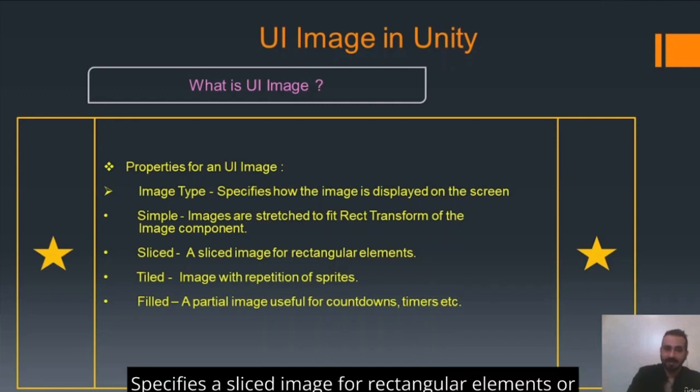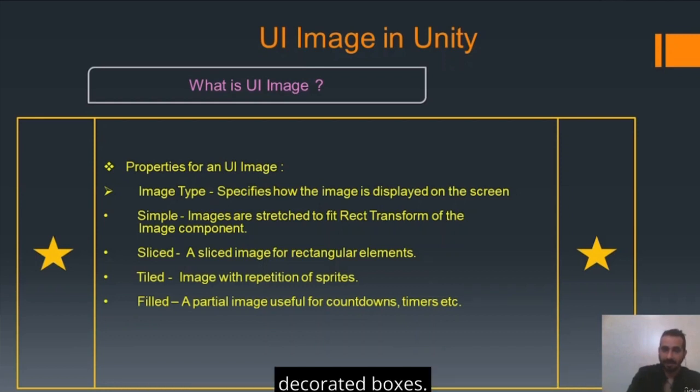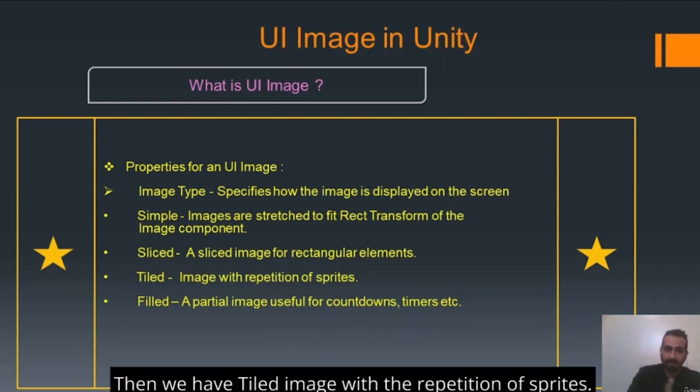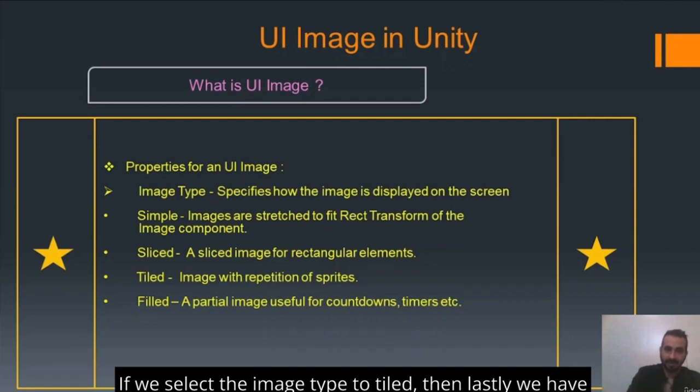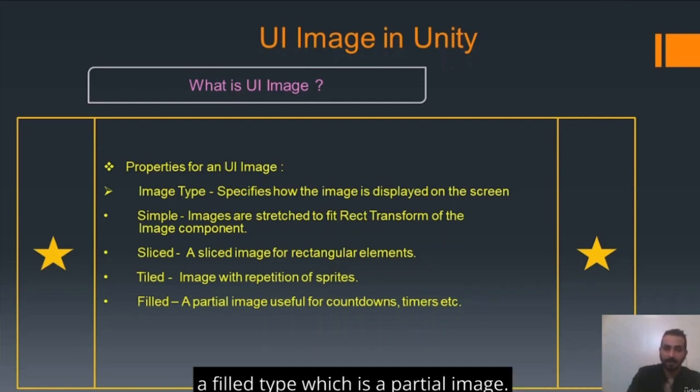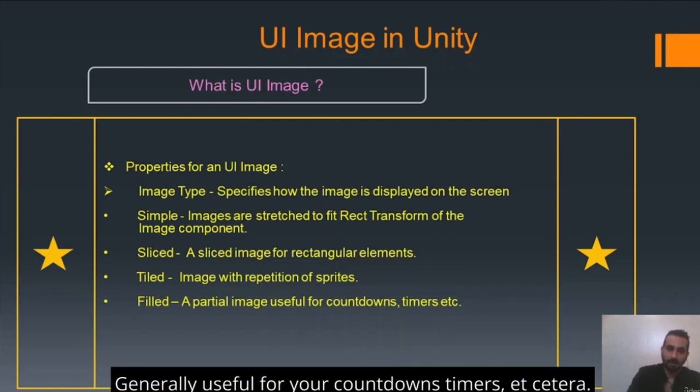Sliced specifies a sliced image for rectangular elements or decorated boxes. Then we have tiled. Image with the repetition of sprites. So the sprites or the textures are in repetition manner if we select the image type to tiled. Then lastly, we have a fill type, which is a partial image generally useful for your countdowns, timers, etc.